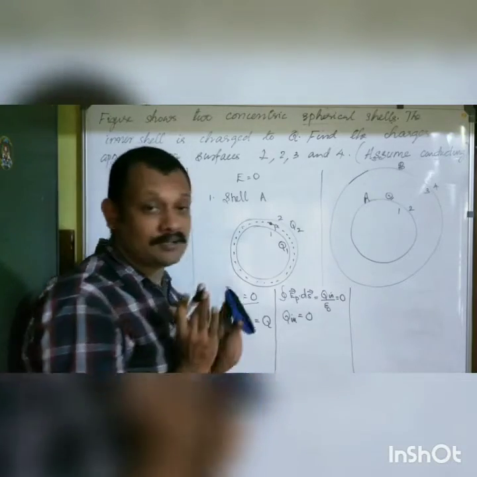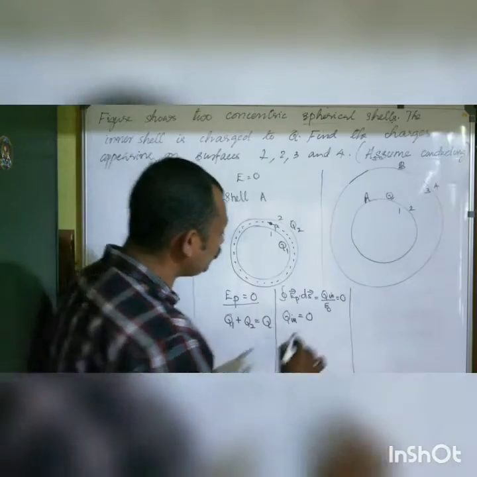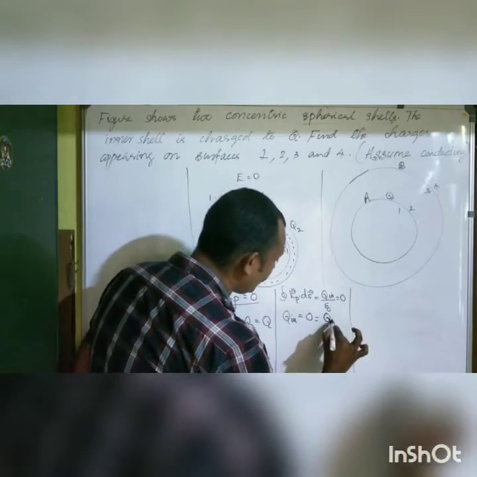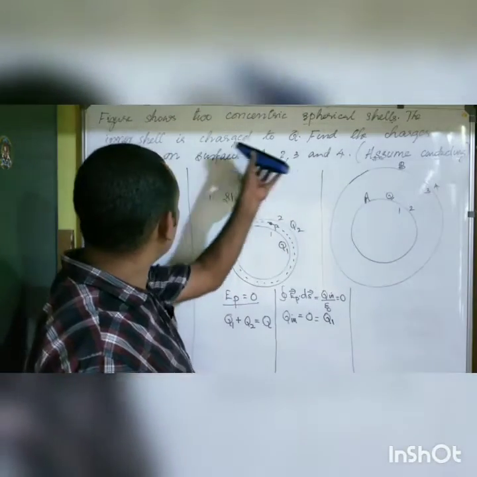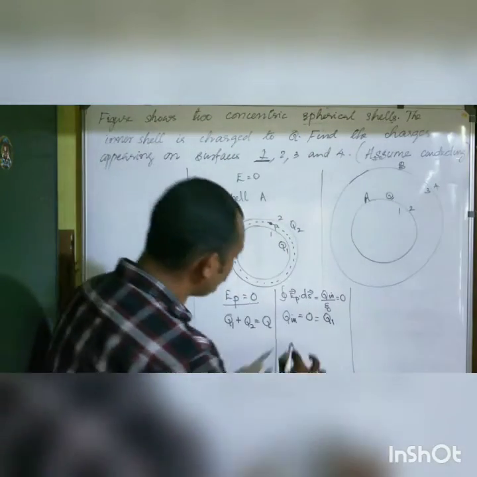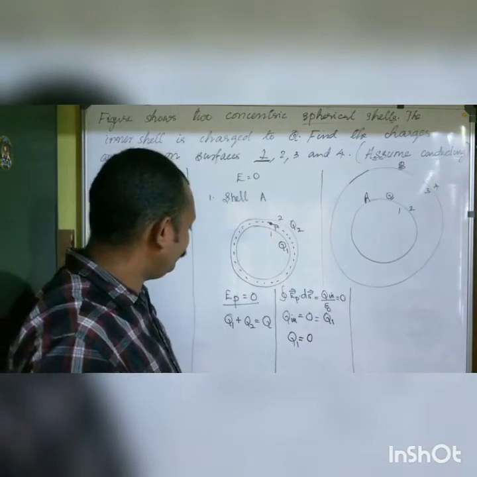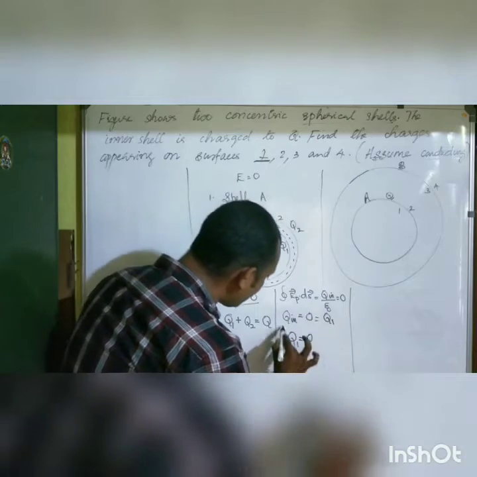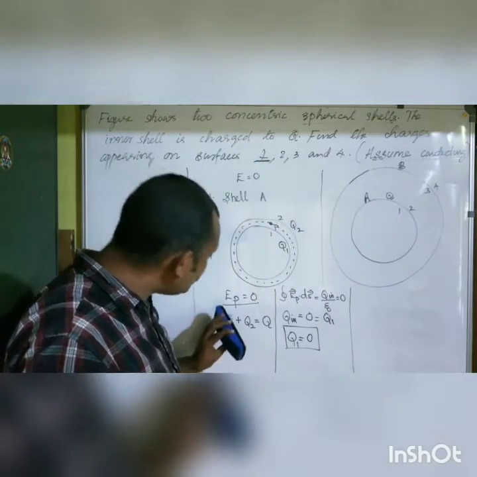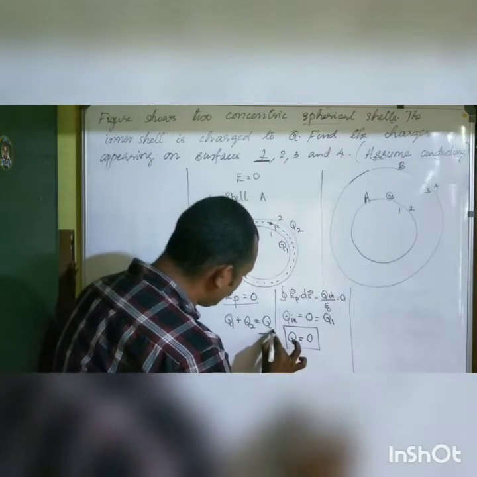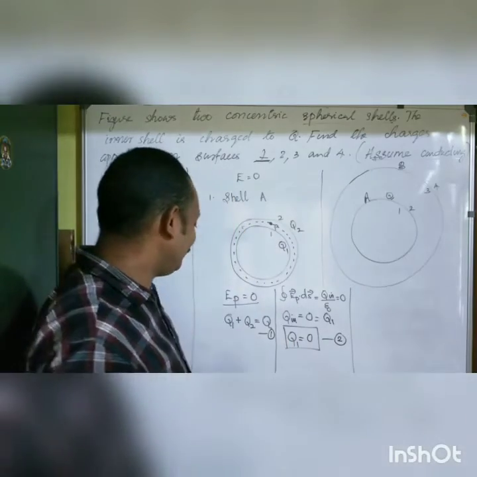Please get me the answer. Look at this figure. It is Q1. Straight away we have got the answer to part 2. The charge on the surface one, which is Q1, is equal to 0. Q1 is equal to 0, I got. This is equation number 1, and now this is equation number 2. I got Q1 is equal to 0.